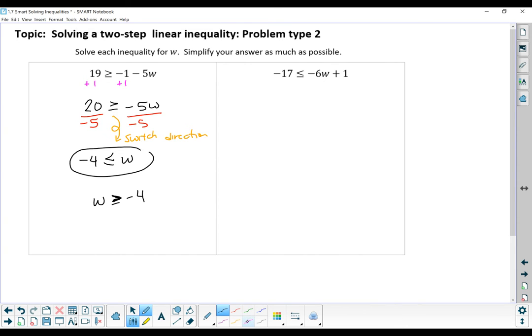Okay, let's solve this one. Again, we're going to start by moving that constant to the other side. So we get negative 18 is less than or equal to negative 6W. And we're going to divide by negative 6. Because of that division by a negative, we're going to switch the inequality. So we have 3 is greater than or equal to W. Or again, if you're more comfortable with that variable coming first, it would be W is less than or equal to 3.